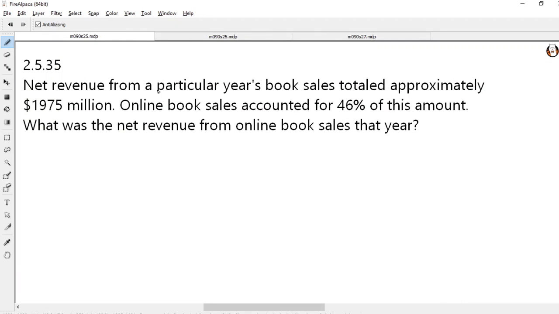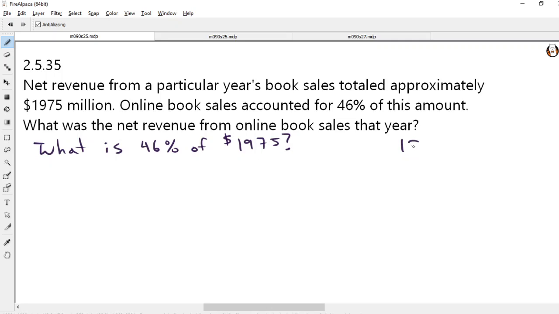Net revenue from a particular year's book sales totaled approximately $1,975 million. Online book sales accounted for 46% of this amount. What was the net revenue from online book sales that year? This is what we are looking to solve. What is 46% of 1975?